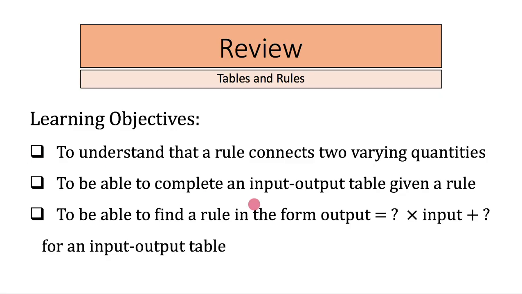Okay. Let's now review what we've learned in this lesson. Let's get out our green pen. This is the best part of the job. Let's give some ticks. So to understand that a rule connects two varying quantities, I reckon we can give that a big tick. To be able to complete an input-output table given a rule, let's give that a big tick as well. And finally, to be able to find a rule in the form output equals such and such for an input-output table, we did find rules.